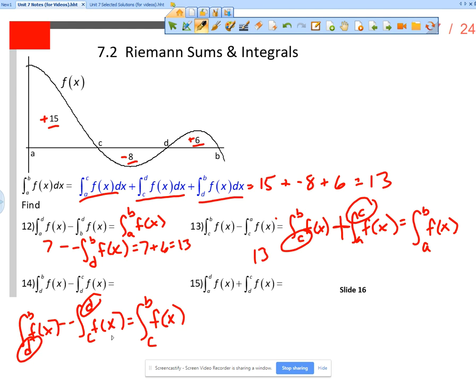Now, it's important that you remember this can only be the case if the two integrals are added together. All right, so the integral from c to b. So now look at the picture. What is the integral from c to b? It's negative 8 plus 6, so that would be negative 2.